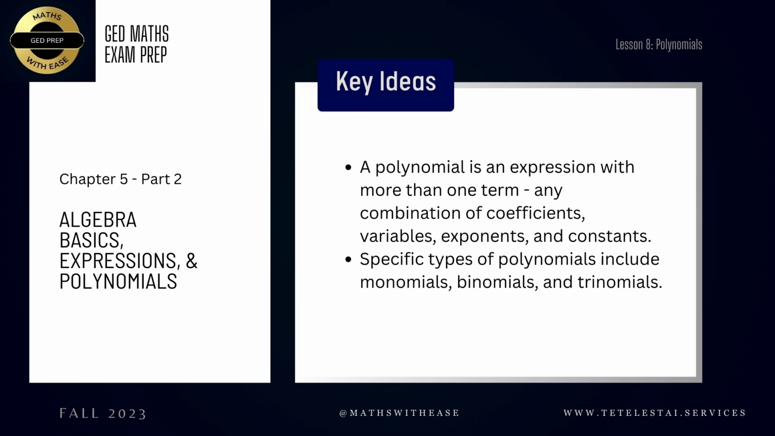Specific types of polynomials include monomials. Mono means one and nomial means term. So monomials are one-term expressions like x or 2x. Binomials contain 2 terms, so 2x plus 3y, for example. That would be an example of a binomial expression. And then trinomials, tri means 3, so they contain 3 terms.